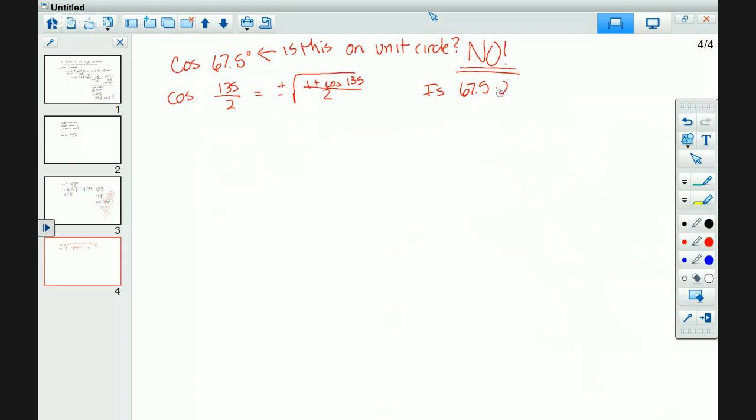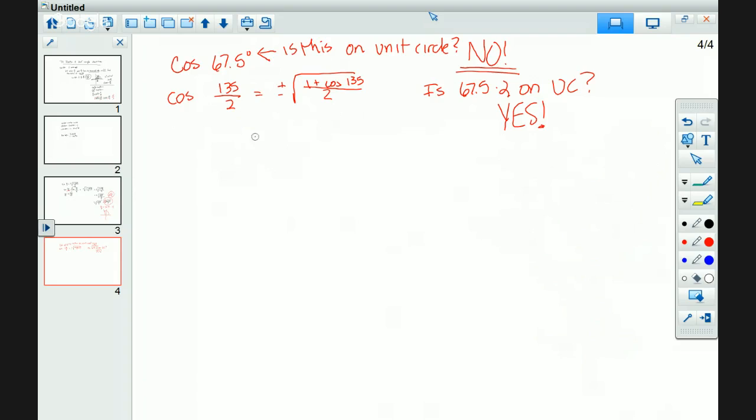Is 67.5 times 2 on the unit circle? Yes. That's our aim right there. But we have to keep our original angle. 135 divided by 2 is 67.5. So we're going to use this to solve this problem. Does that help?